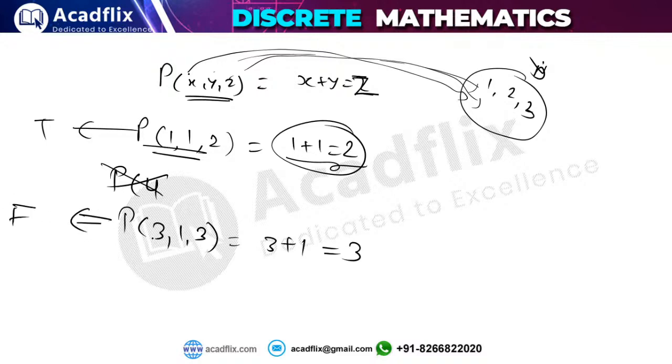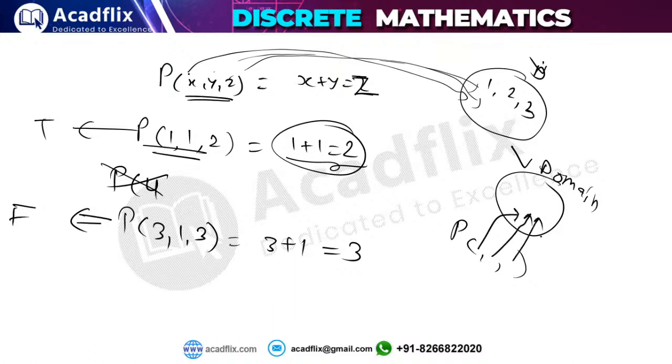A predicate is nothing but a statement about the elements of a domain. So the first thing you need is a domain. Then you have a predicate, and in this predicate you can have any number of variables, but all these variables will take values from this domain. These variables can be replaced by the values in this domain. So this is the meaning of predicate.